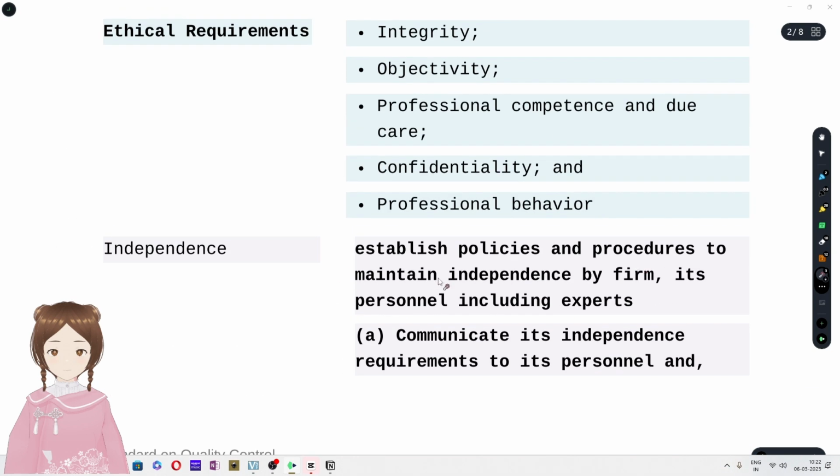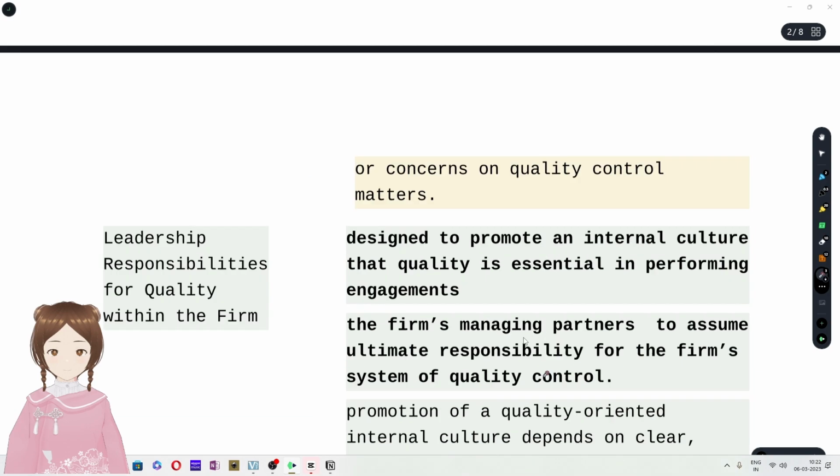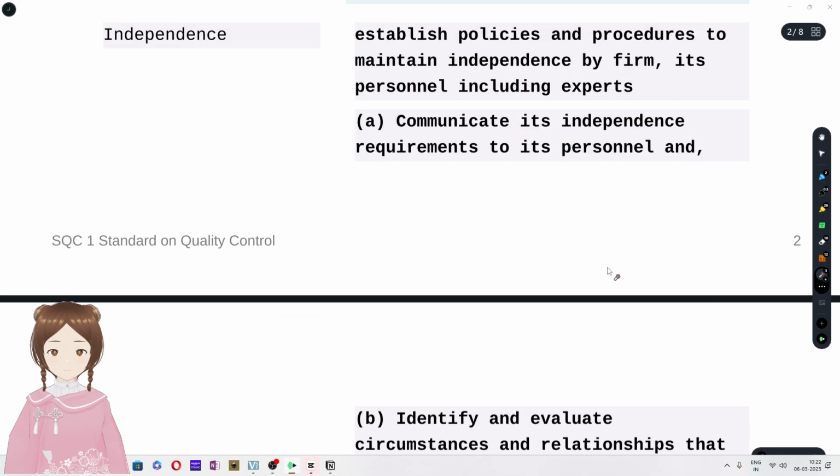There wasn't anything new here. This was all we have discussed above. We are thinking that the system of quality control should be established by the audit partners. This is what they have also said.